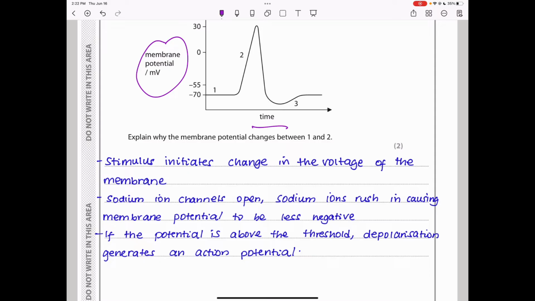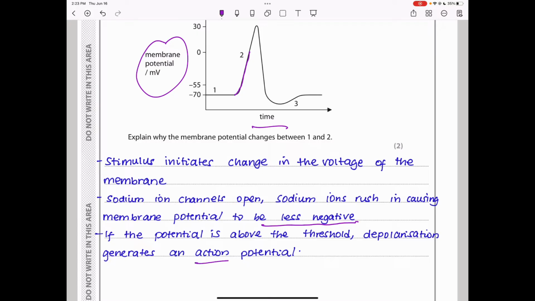Any change in the environment, in this case the arrival of a stimulation, could initiate a change in the voltage of the membrane. When the voltage of the membrane is changed, the sodium ion channels are going to open, causing sodium ions to rush in, causing the membrane potential to be more positive, or actually less negative. Because of that, we see an increase in the potential. And when this increase is greater than the threshold, then a depolarization generates the action potential.